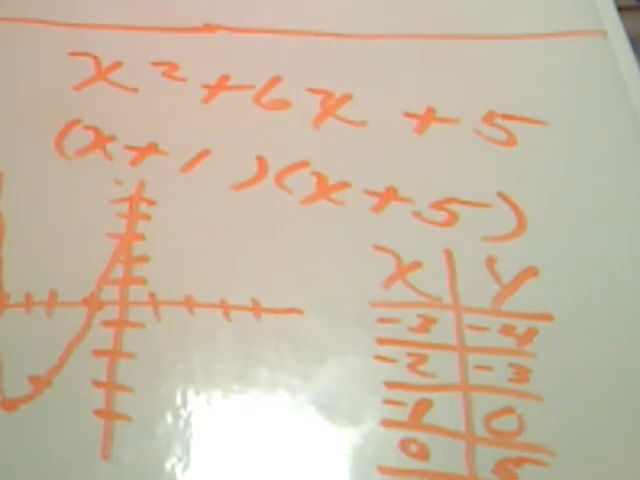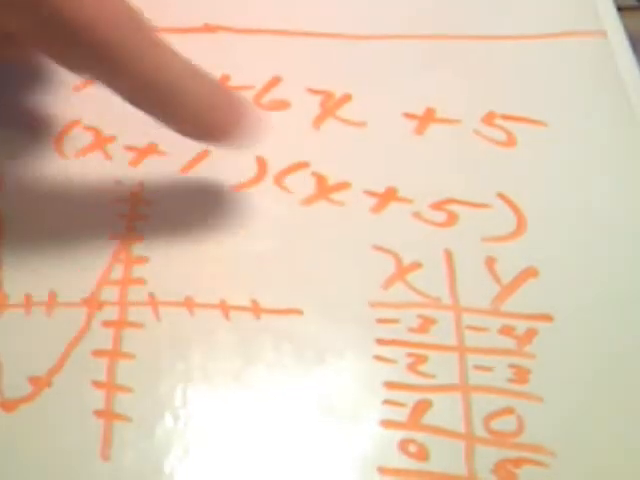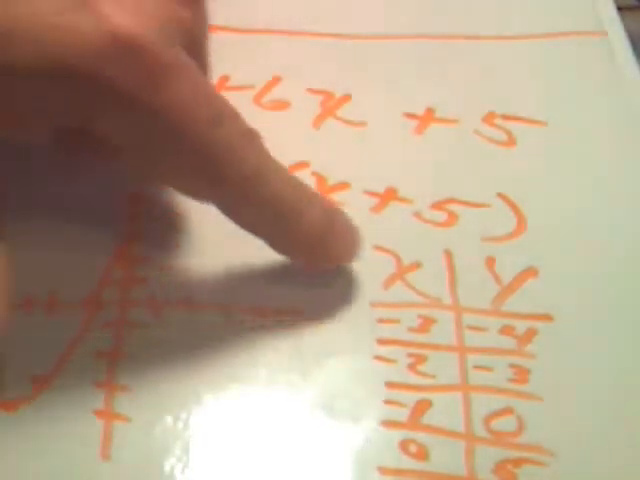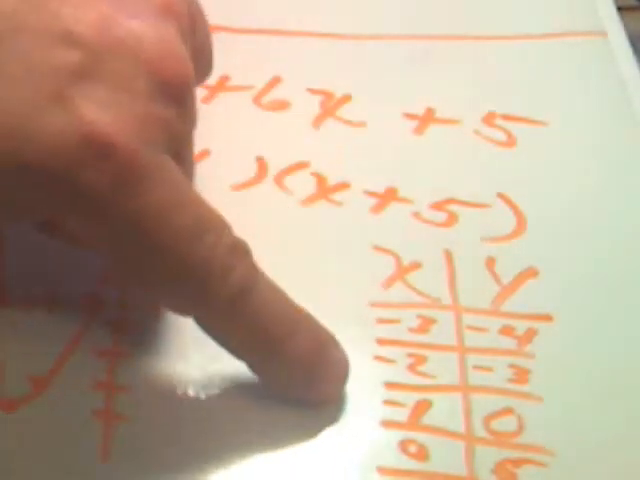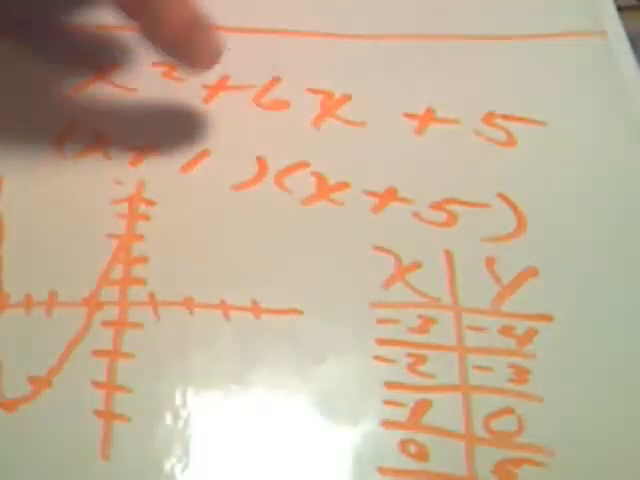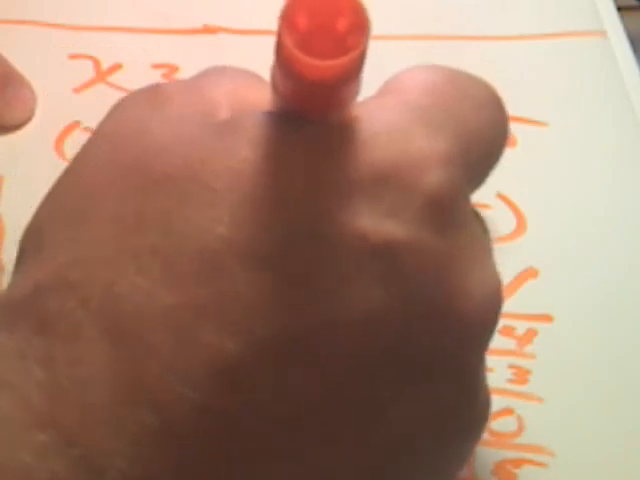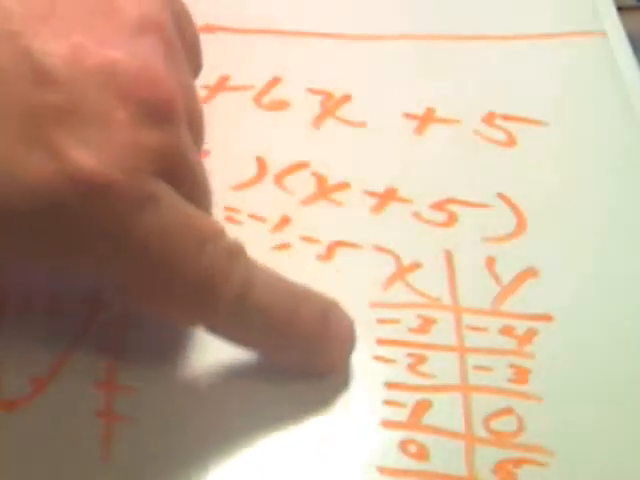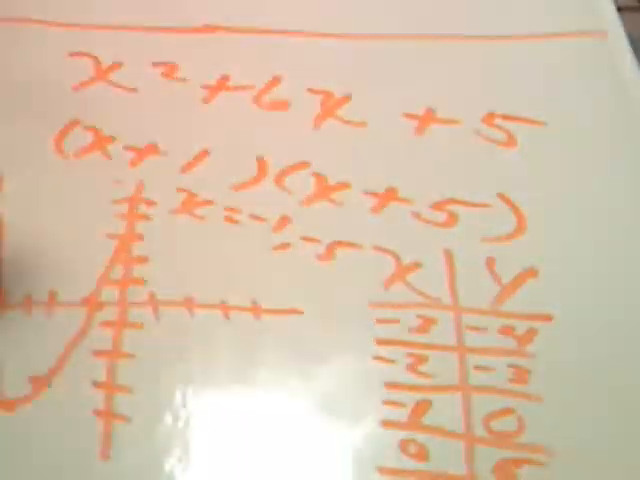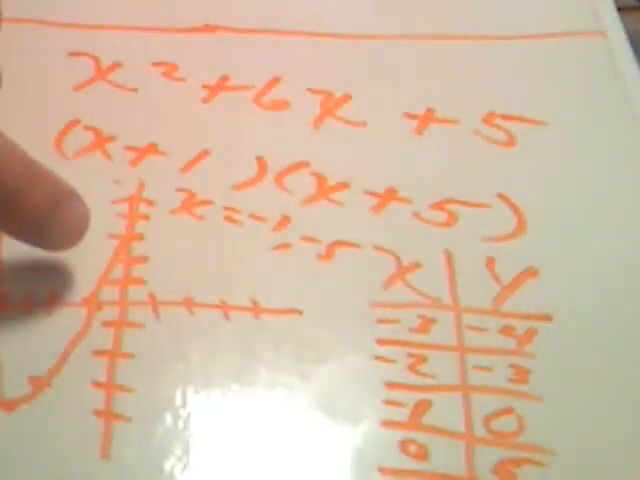So if you take the quadratic equation and factor it out, then plug numbers in, you will get, and by the way, we said x equals -1, -5. So we want to use those numbers that we plug in between -1 and -5. That's going to give us our points.